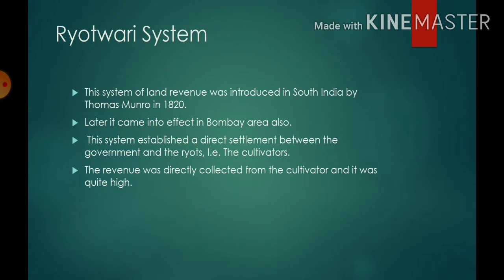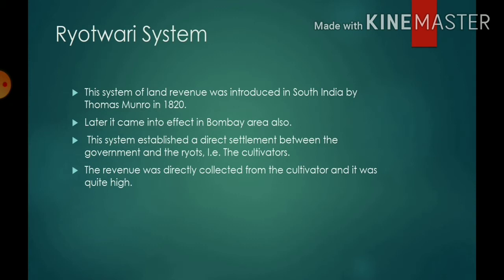This system of land revenue was introduced in South India by Thomas Munro in 1820. The Ryotwari system is one of the methods to collect the revenue, and this system was introduced in South India by Thomas Munro in 1820. Later it came into effect in the Bombay area also.